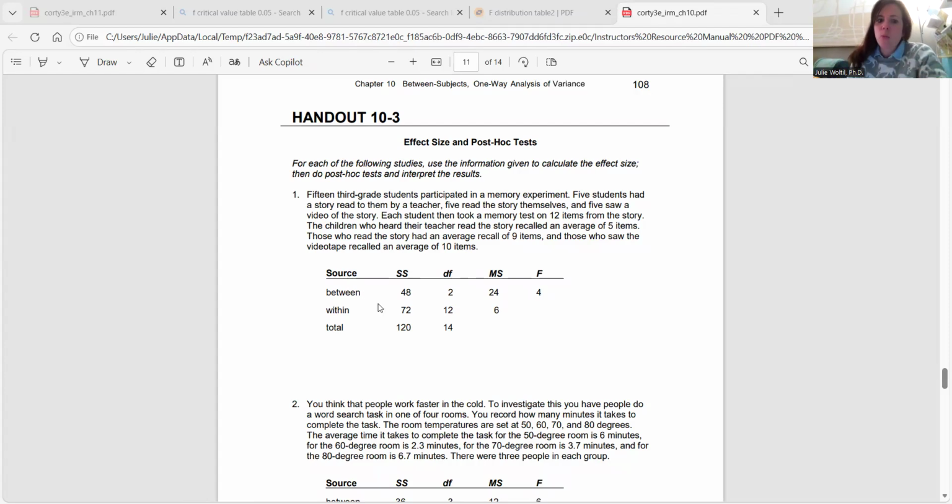This is what I meant. We have the sums of square here. You have the mean square. Obviously, F is the mean square between divided by the mean square within. That gives you an F score of 4. But first, you need to figure out what is going to be your F critical. Hopefully, you guys all remember F critical.